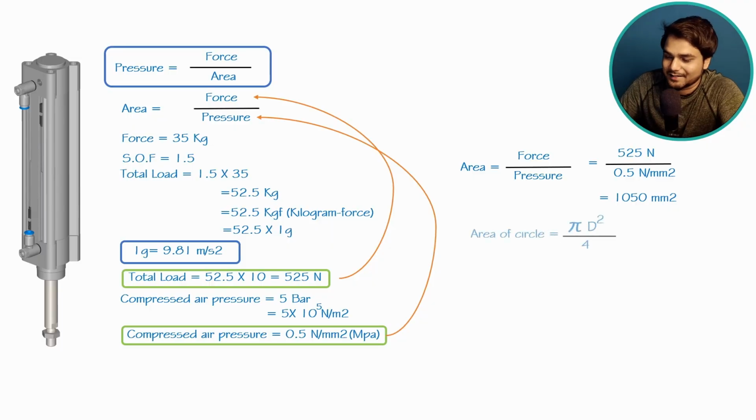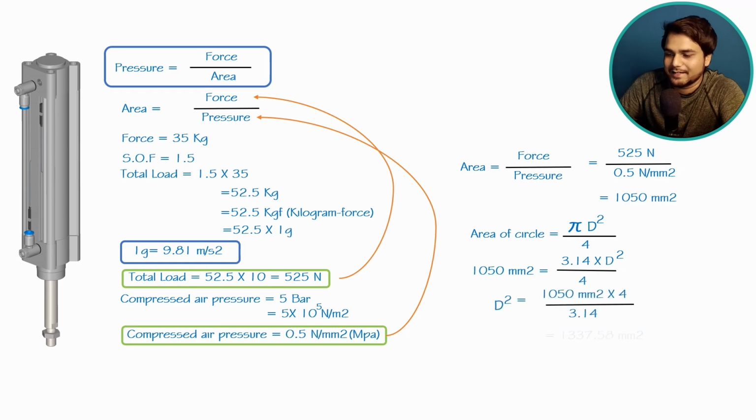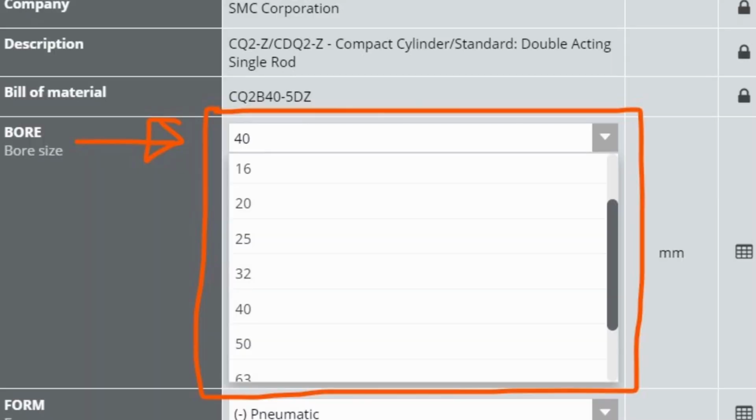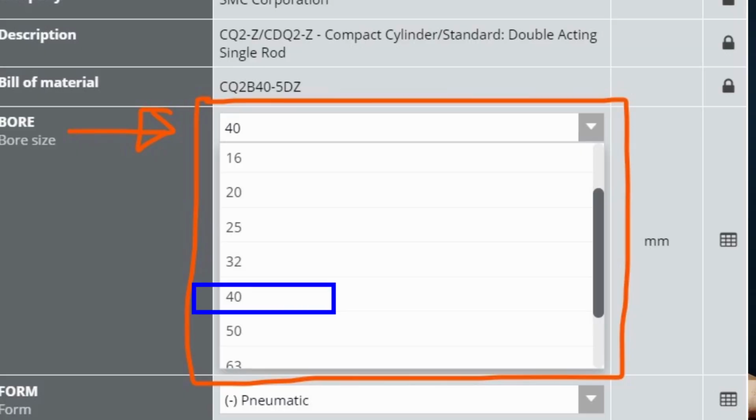And now जो सिलेंडर की बोर होती हैं वो सर्कुलर होती हैं, and you already know the area of the circle. So area of the circle is equal to pi d square divided by 4. And now put the values. So d square will become 1337.58 and the diameter will become 36.57. But standard pneumatic cylinders कुछ specific bore diameter में ही आते हैं. तो हमारी जो कैलकुलेटेड वैल्यू है हमें उससे एक स्टेप ऊपर का बोर डायमीटर को सेलेक्ट करना चाहिए. तो यहाँ पे हम 40 mm को कंसीडर कर सकते हैं.